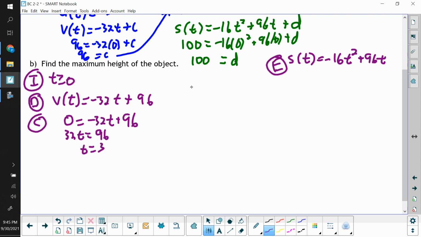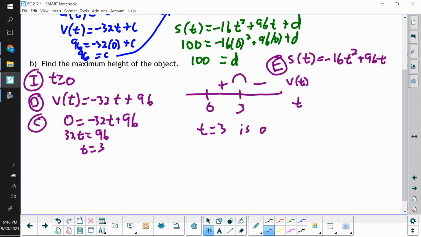So we can put that on a number line now. We'll have 0, we'll have 3. We're going to be subbing it into the velocity values, so I'll have v of t and t. If you sub in something like 1 into your velocity function, you'll get negative 32 plus 96, so that's a positive. If you sub something like 4 in for t, we're going to get negative 128 plus 96, so that's a negative. So this is going from an increase to a decrease in our height function, so that's going to be a relative max.